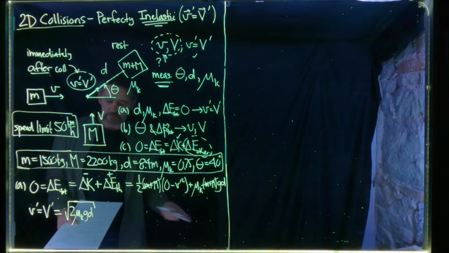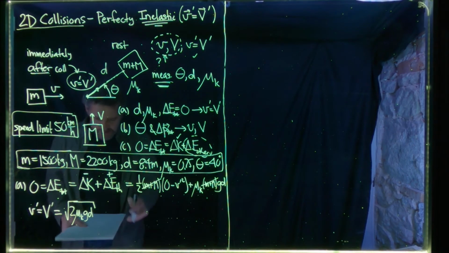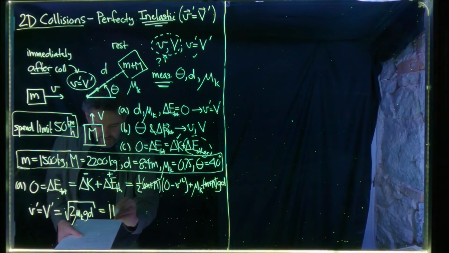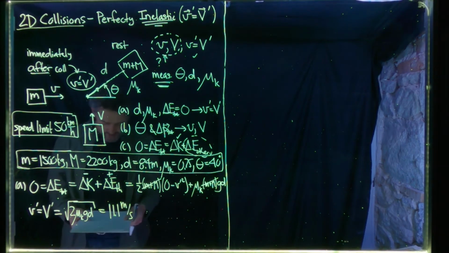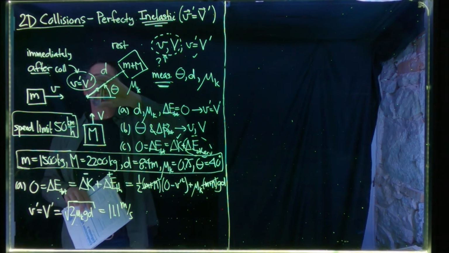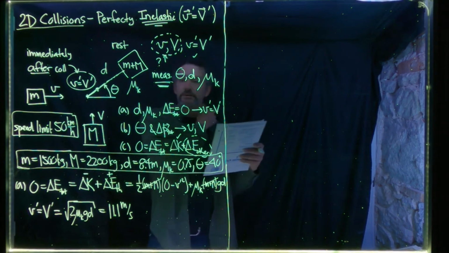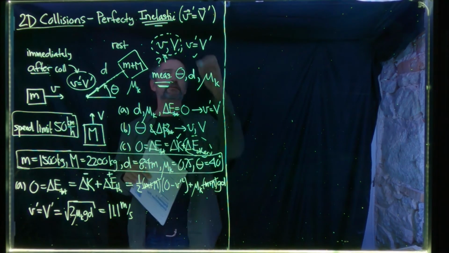Okay, great. Now the police officer has measured mu k and d, and so we plug in those two numbers, and what we get is 11.1 meters per second. Okay, so that is the speed of the clumped together cars immediately after the collision as they start their slide to rest. Great. So now we have figured out, what have we figured out? This thing over here.